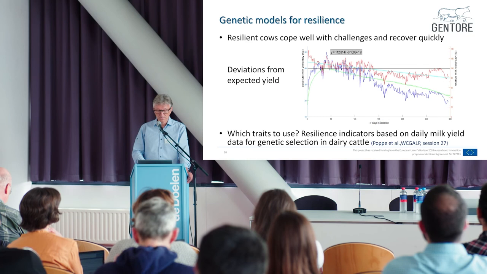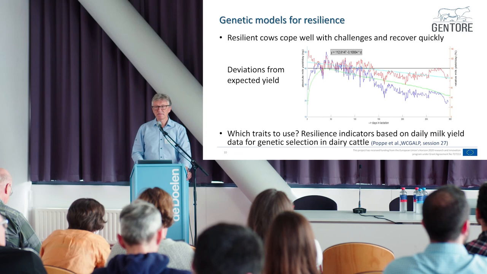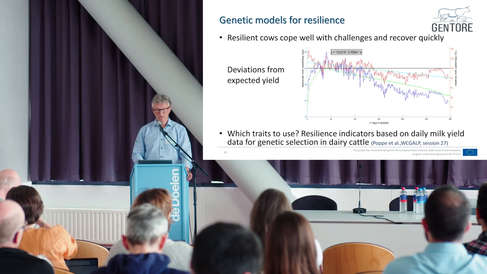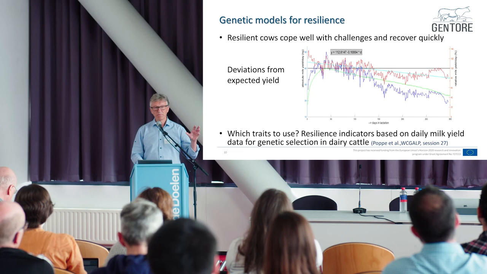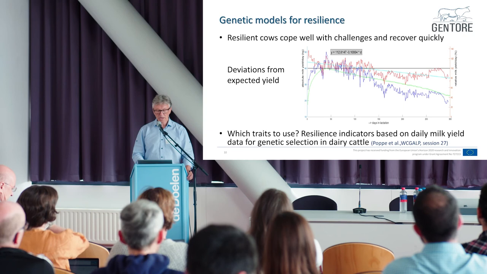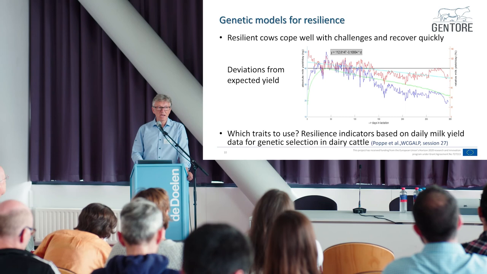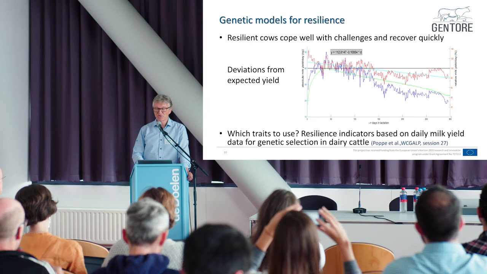In terms of resilience, the cows are met with challenges over the whole time, and a resilient cow can cope with these challenges and resume quickly to the production level. So we have basically two ways of looking at this in terms of genetics in the project. The first one is more the local time, on the short term. Marieke Poppe is going to present this paper in session 27, where she's looking at different traits defined as to how the milk production deviates from an expected curve over time, and define traits to use as resilience traits for selection.